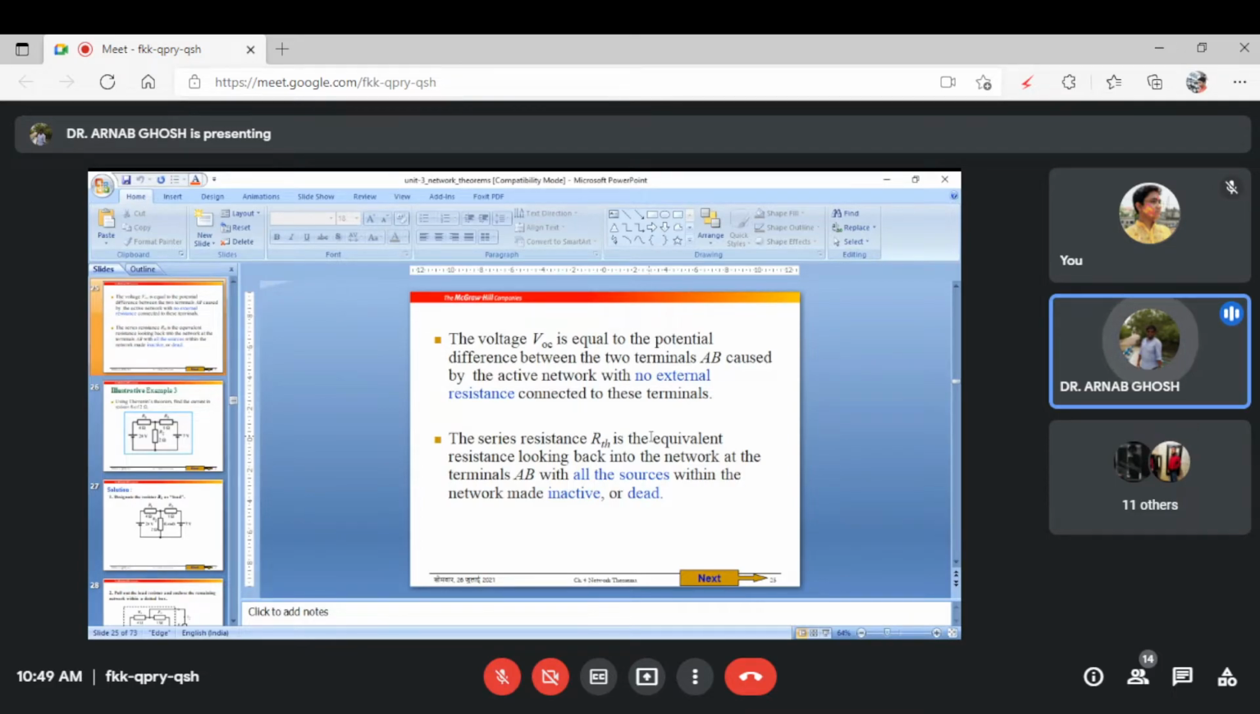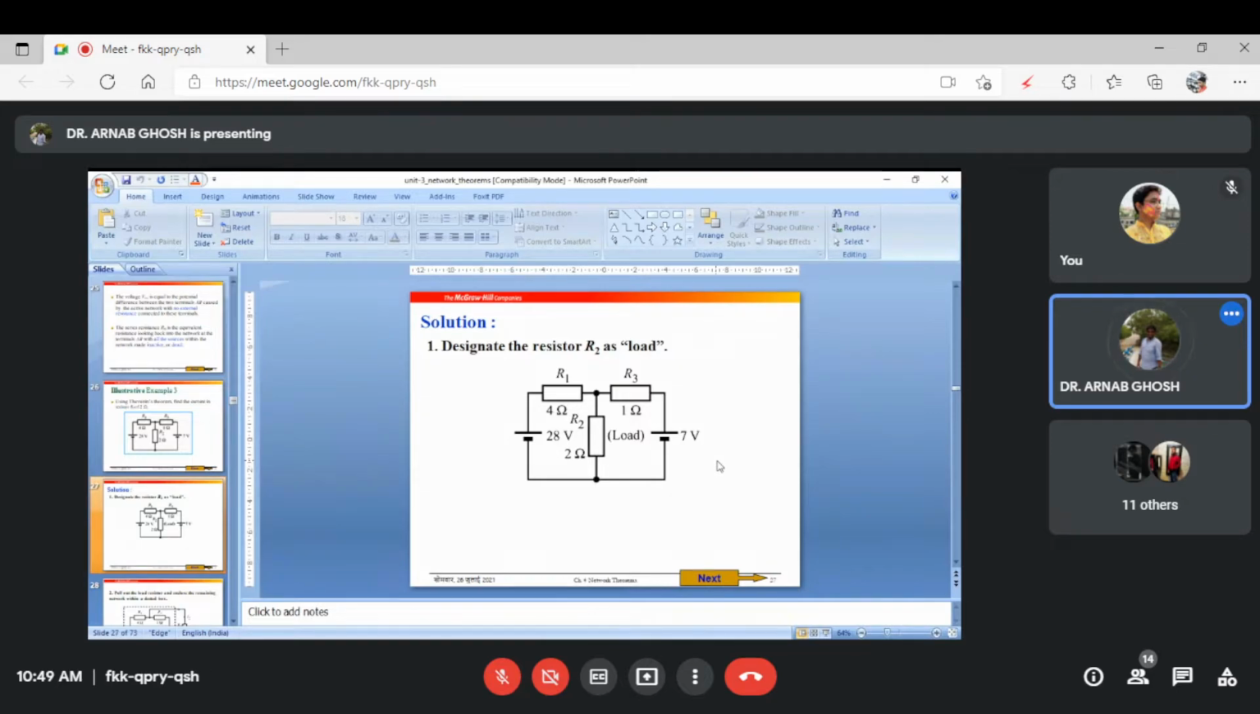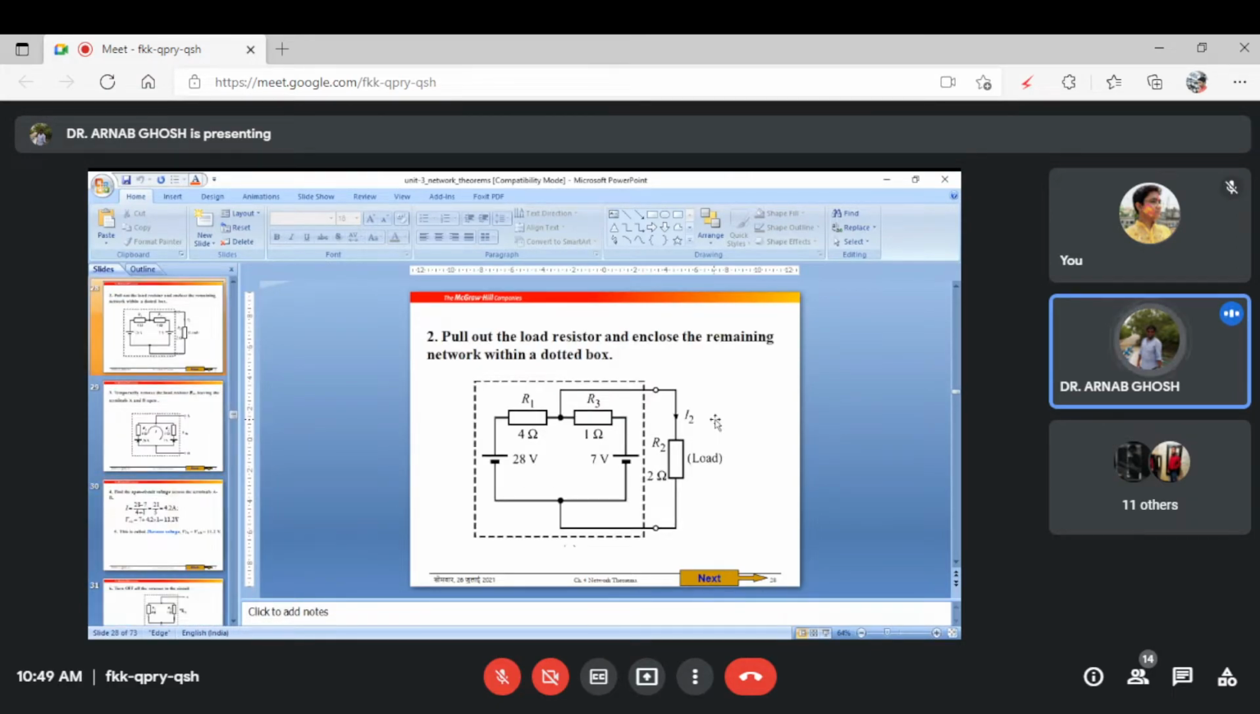So I will show you a problem that will be helpful for you. Let us say we are using Thevenin's theorem to calculate the current through this R2 branch, the R2 2 ohm branch, right? So first we are designating R2 as load. Please everybody follow this carefully. First we are designating R2 as load, right? Next we are removing this load resistance.